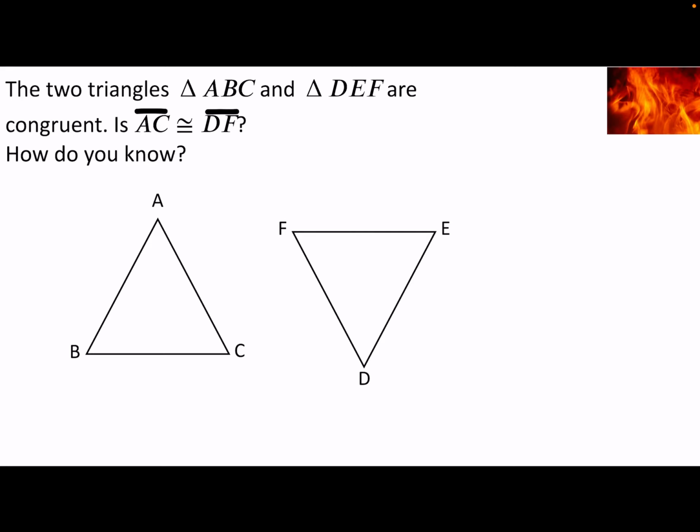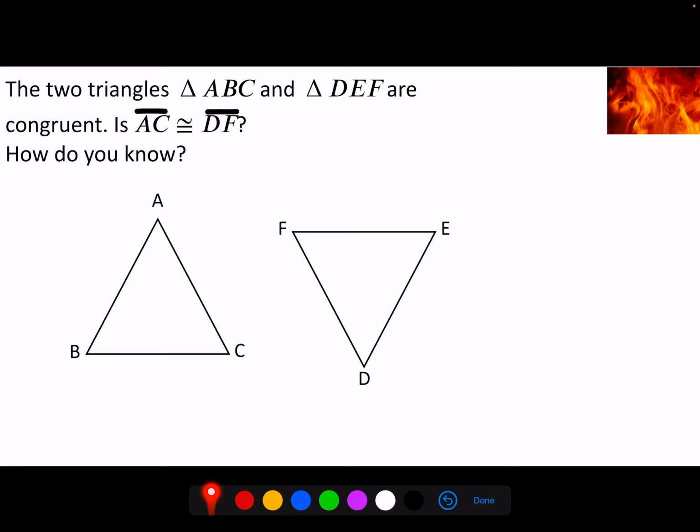So the two triangles, triangle ABC and triangle DEF, are congruent. What we want to know is segment AC, so this segment here, is it going to be congruent to segment DF, this segment right over here? And further, how do we know? Well, looking at this, if we look at the order in which these are written, this is our congruency statement.